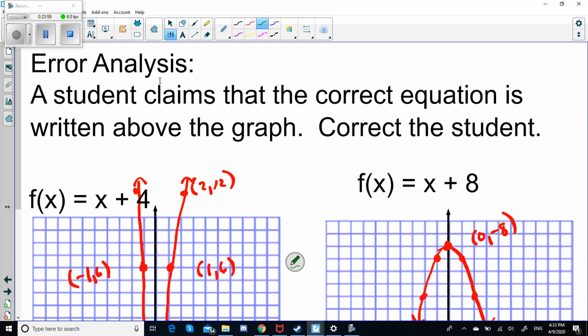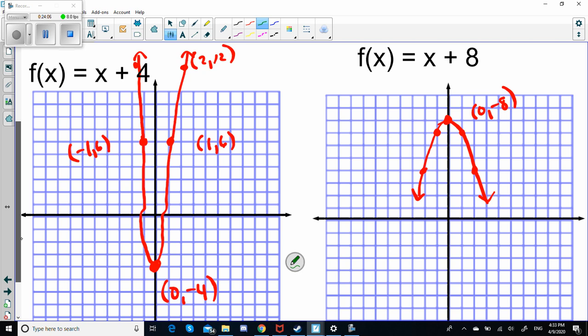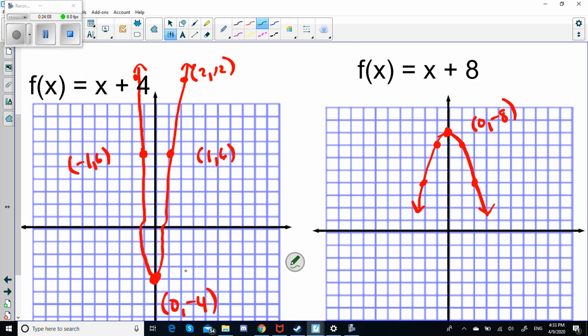Okay, it says error analysis. The student claims the correct equation is written above the graph. Correct the student. So the student is incorrect. So you can see that the vertex here is 0, negative 4, and that they plugged in 1 and got 6 and negative 6. So there's a couple mistakes here, I believe.